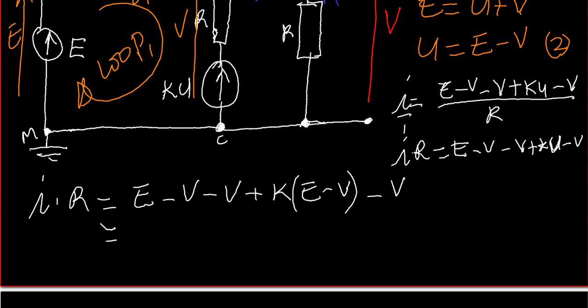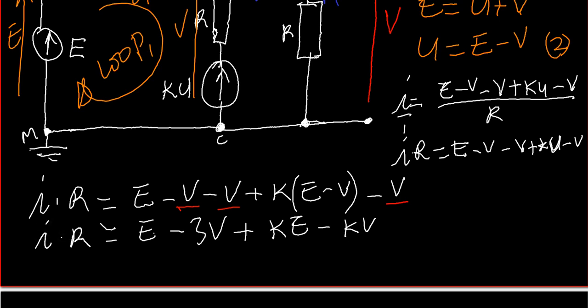Here let us open this bracket, so we can write like this: E, and I have here the term V. That will give us minus 3V. That is it. Plus KE minus KV. Okay, this is here I times R.